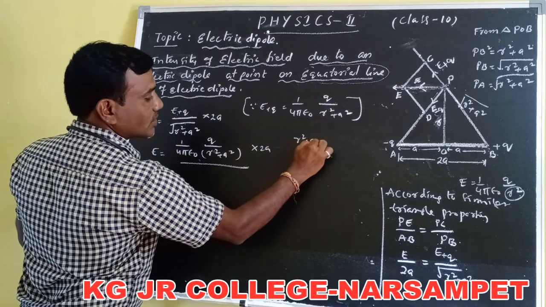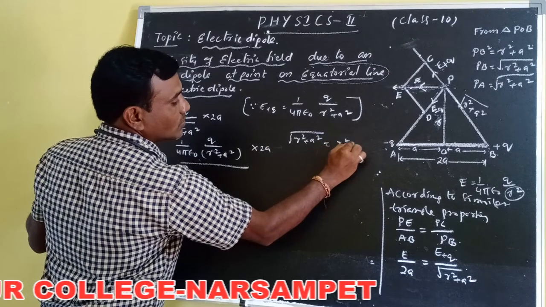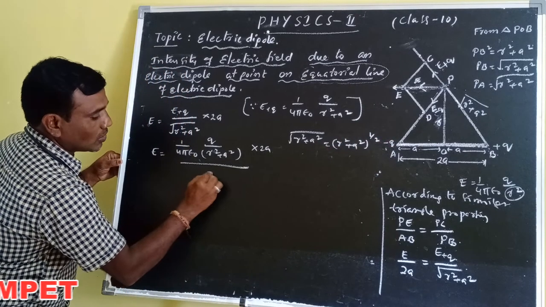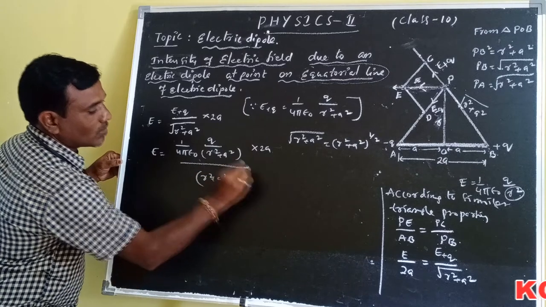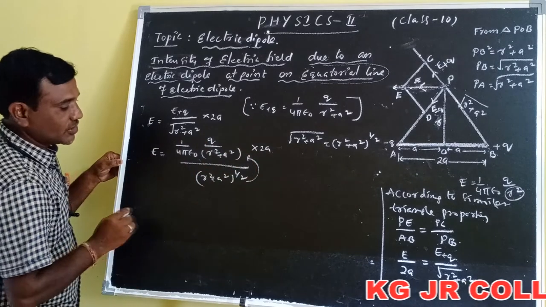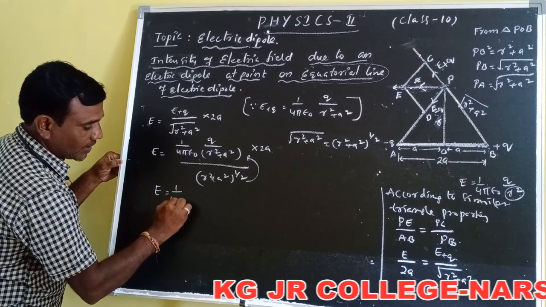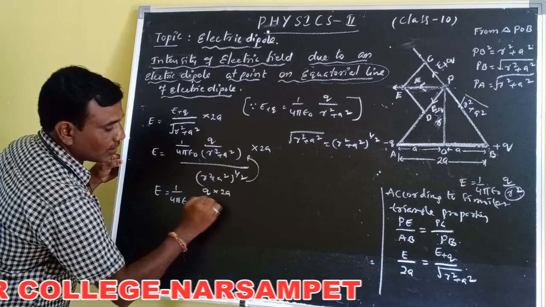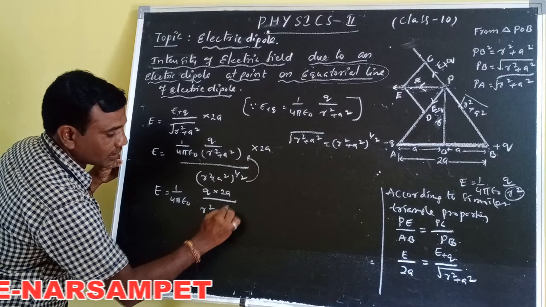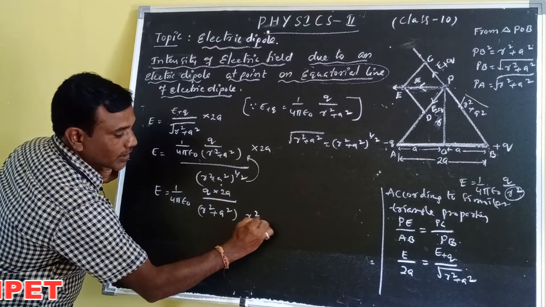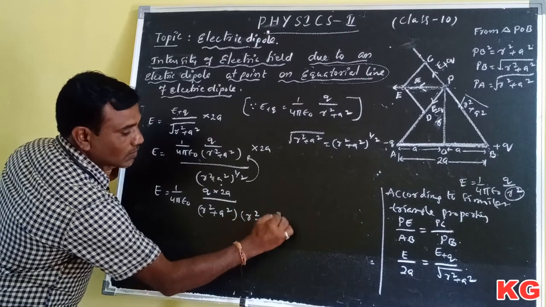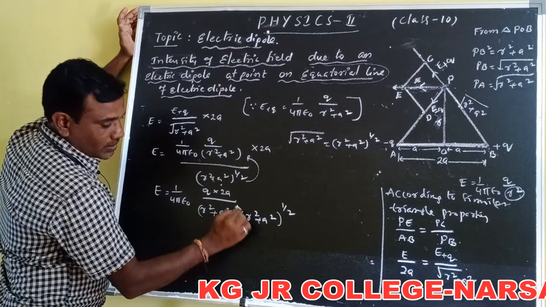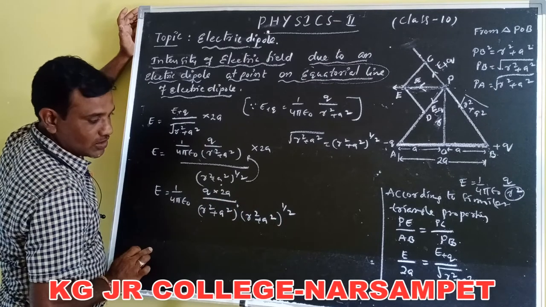the square root of R square plus A square, which is equal to R square plus A square whole to the power of 1 by 2. Now it is the multiplication. Then E is equal to 1 by 4 pi epsilon naught, Q into 2A by R square plus A square, into R square plus A square all to the power of 1 by 2. Now we observe the power is 1 and 1 by 2, that is equal to 3 by 2.